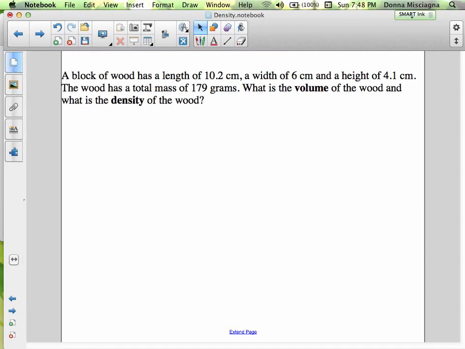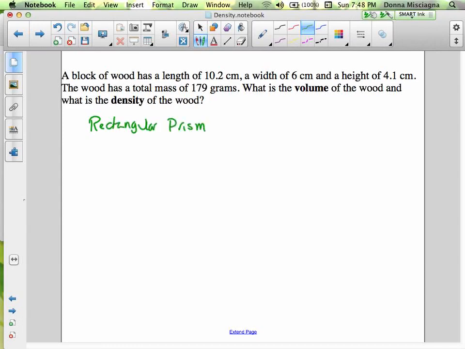All right, so a block of wood has a length of 10.2 centimeters. So a block of wood, this is a rectangular prism. Now you can see why I reviewed volume first. Right? So we need to find the volume. And if you remember, the volume is equal to the area of the base times the height of the prism. And the area of the base is the little b and little h, the base and height of the base.